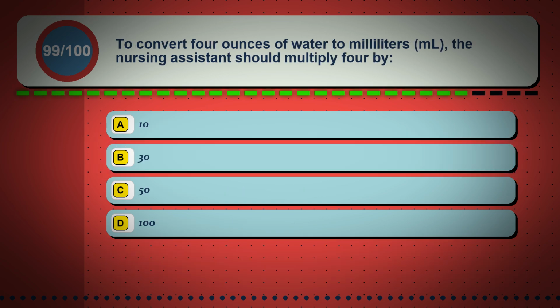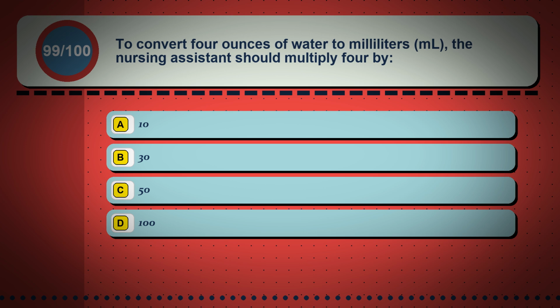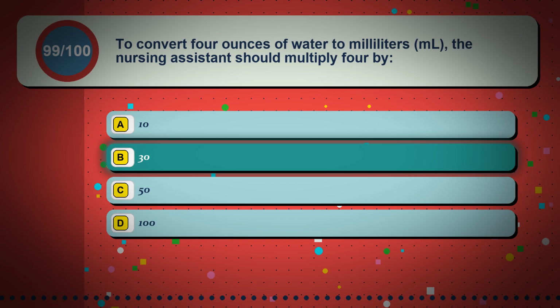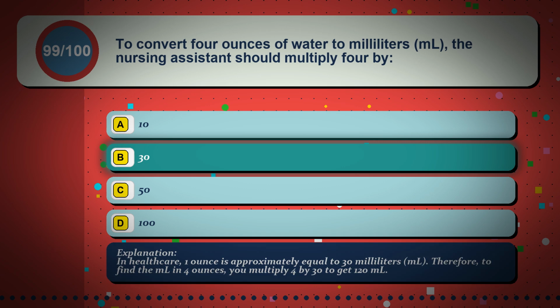Question 99. To convert 4 ounces of water to milliliters, ml, the nursing assistant should multiply 4 by: option A, 10, option B, 30, option C, 50, option D, 100. The correct answer is option B, 30. In healthcare, 1 ounce is approximately equal to 30 milliliters, ml. Therefore, to find the ml in 4 ounces, you multiply 4 by 30 to get 120 ml.